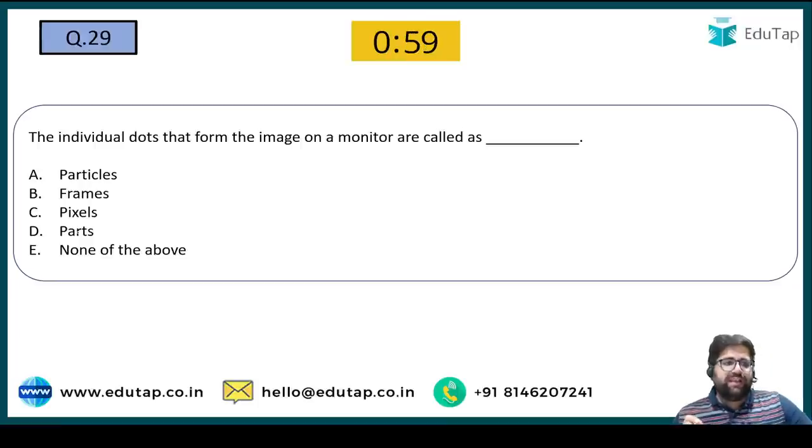Question number 29. The individual dots that form an image on a monitor are known as what? Very easy question. Is it known as particle? Is it known as frames? It is known as pixel. A very easy question, I would say. Come on, I need answers from everyone. Yes, pixels, very important. Very good.